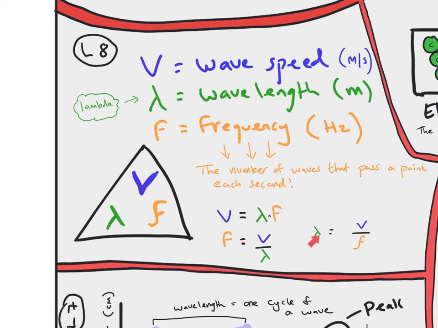So if I'm looking for wavelength, I'm going to put my finger over the wavelength and it's going to be V on top of F, which means V divided by F. If I'm looking for frequency, V is going to be on top of lambda, my wavelength. So it's going to be V divided by wavelength. And if I'm looking for wave speed, I'm just going to times these two together.